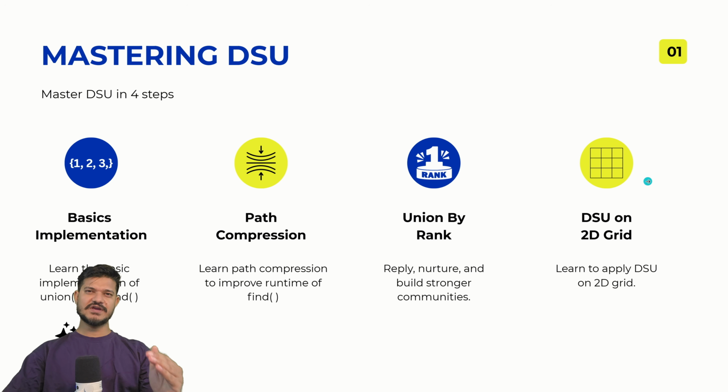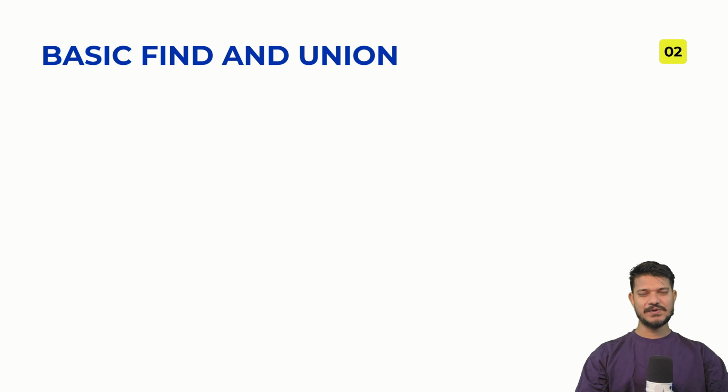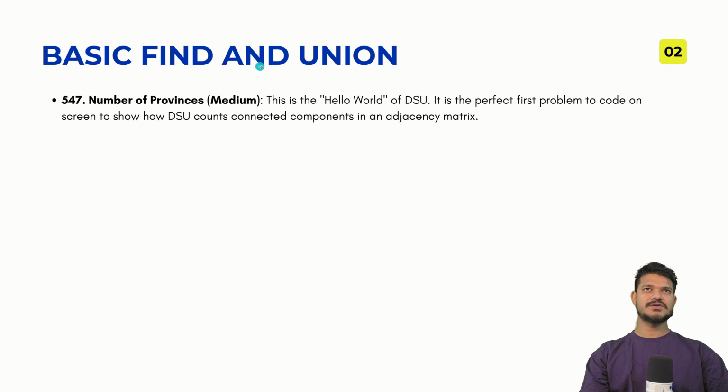Now that we have discussed what you need to do to master disjoint set union, let's take a look at the practice problems that you can utilize. For basic union and find, that means step 1, the basic implementation, you can solve LeetCode problem 547, Number of Provinces. It's a medium level problem.